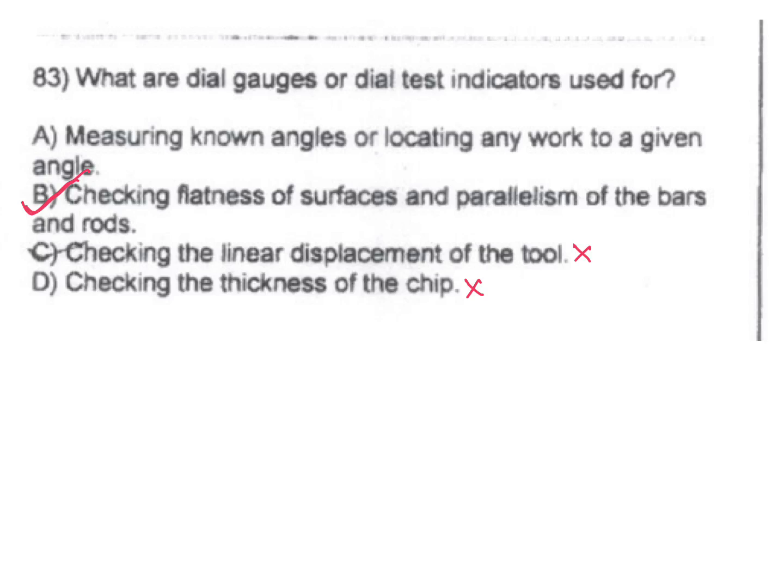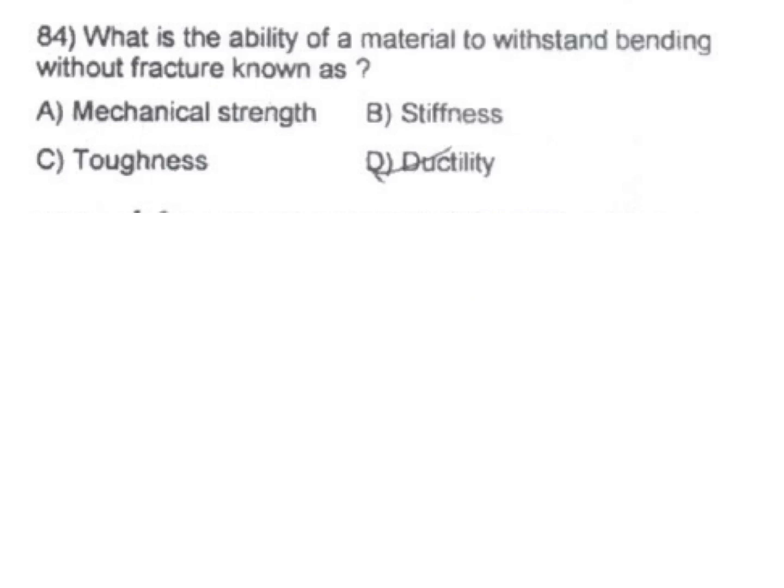What is the ability of a material to withstand bending without fracture? The answer is stiffness. Mechanical strength is not possible, toughness also not possible. Toughness withstands impact loads. So from B or D, stiffness is the answer. Ductility is for tensile loads.